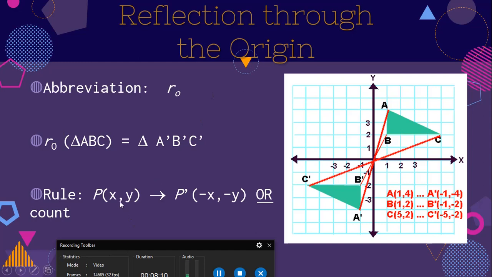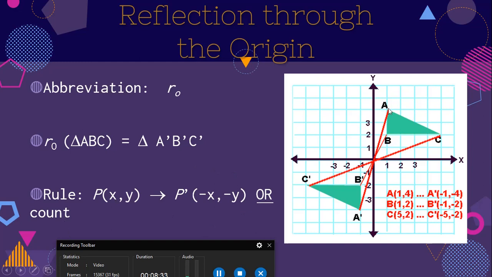So to use the rule, we're going to take our generic point P located somewhere in the coordinate plane. It will map itself to P prime by negating x and negating y. Now, if x or y was already negative and you negate that, it will turn into a positive. Counting also works because now this is our 4th rule. When you count, you must count to the origin.